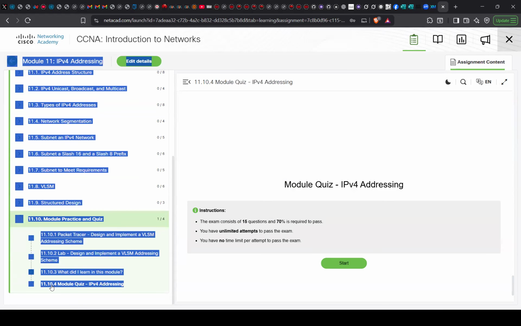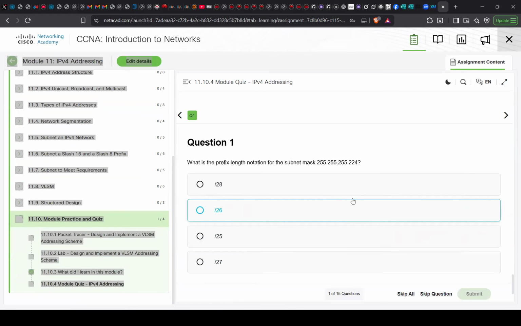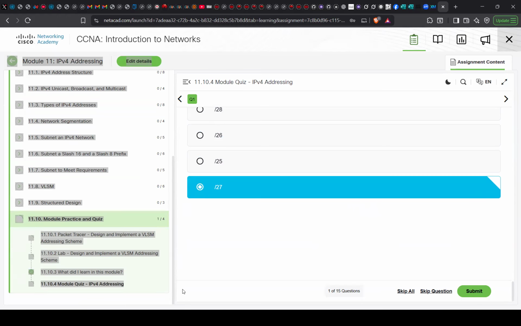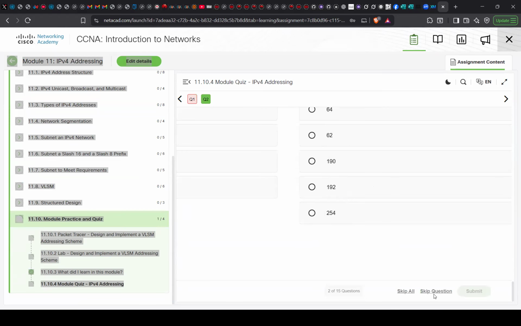If you come to the module quiz, you can start and see, what is the prefix length? Prefix length is what we call the slash notation. So when you see prefix length, it's just the slash notation. Is it slash 24? Is it slash 26? This is 24, 25, 26, 27. I think it should be this one. But again, you can attempt those questions and see. It will help you learn these things.